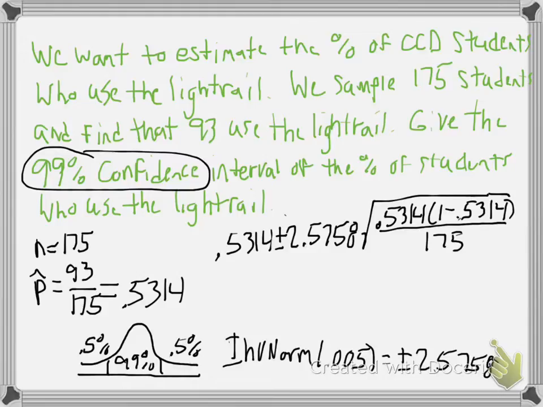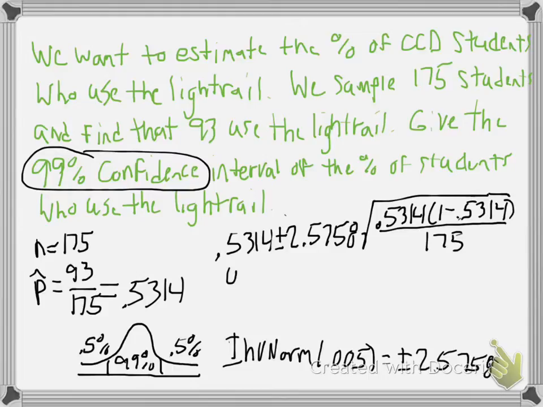0.5314 plus 2.5758 times the square root of 0.5314 parenthesis 1 minus 0.5314, and that parenthesis divided by 175. I did it all in one line, one more parenthesis, press enter.